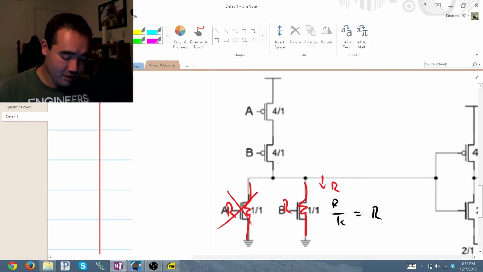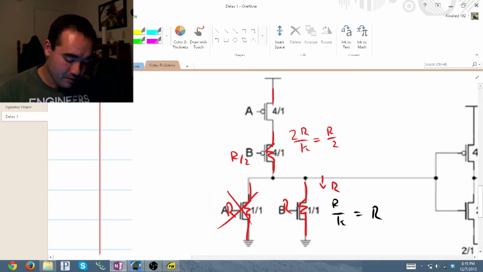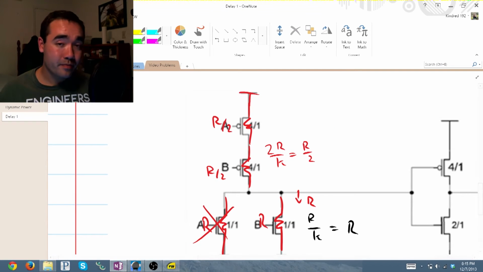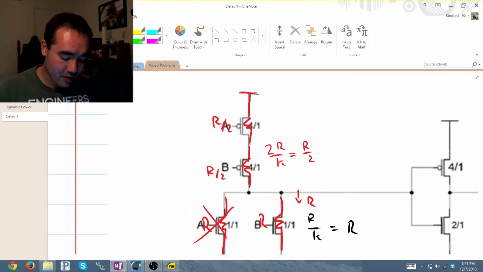Our pull-up resistance, as I just said, we have 2R over K, which leaves us with R over 2. So, this is R over 2. This is R over 2. Goes up to VDD. Now, because they're in series, we add them together.